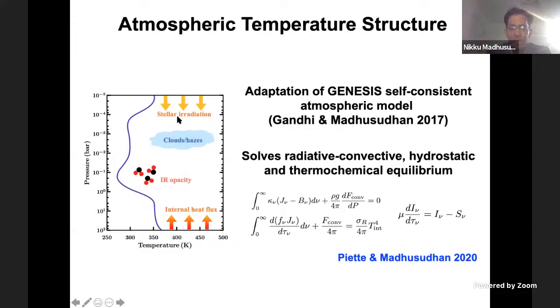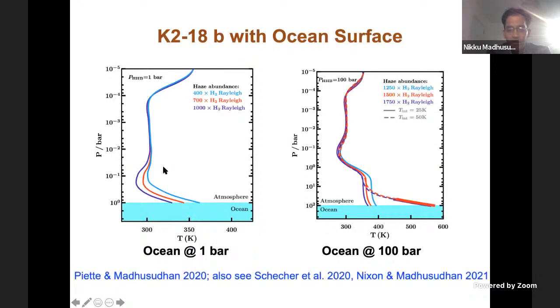atmospheric properties, atmospheric temperature profiles, and showed that indeed for a wide range of haze abundances, cloud compositions, and so on, you could get ocean layers at the bottom of the atmosphere. So this is an exciting direction.